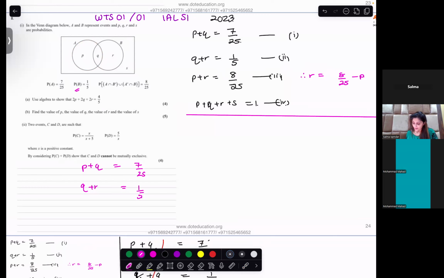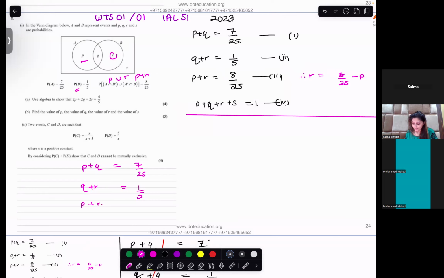And they say probability of A intersection B not. That means A, but everything not in B. B not. So it would be P. Union A not. A not would be everything other than A intersection B, which is R. So P union R, or it would say P plus R, is 8 by 25. Are you with me?